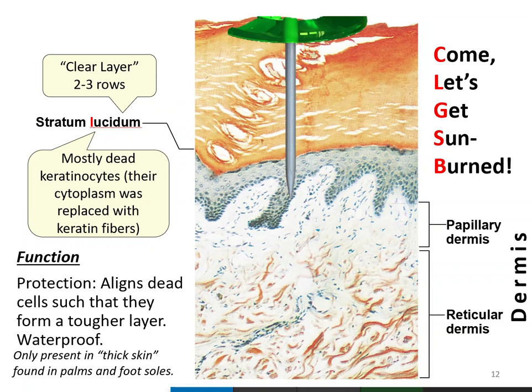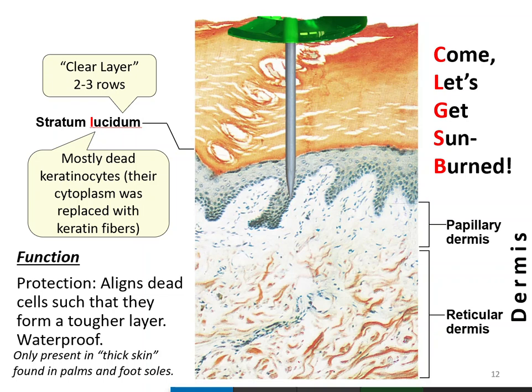On the next layer down, this is one that's not present in all skin areas. It's only going to be present in the thick skin. So for example, the skin that you have in your palms where it's thicker, and also in the skin of your heels or your foot soles. So those areas that have more thick skin, they're going to have the stratum lucidum, also known as the clear layer. And this has about 2 to 3 rows of cells. Again, mostly dead cells, dead keratinocytes.